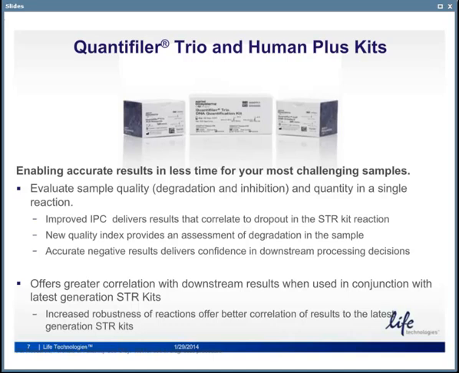They enable you to evaluate sample quality and quantity in a single reaction. And by quality, I mean that the IPC has been improved to deliver results that correlate to dropout in our next generation STR kits. We also have a new quality index, which I'll be talking about later in this talk, which provides an assessment of degradation in the sample. And finally, we have accurate negative results to deliver confidence in downstream processing decisions. These kits are more sensitive to low copy number DNA samples, and offer greater correlation with downstream results when used in conjunction with our latest generation STR kits.